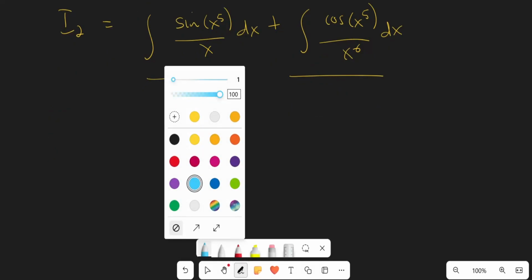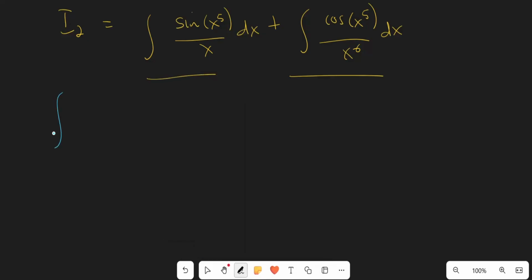So we can do this in blue. So the integral of cosine of x to the 5 all over x to the 6 dx. I can do this using integration by parts using the DI method. I am going to differentiate cosine of x to the 5 and integrate 1 over x to the 6. With this one, this is plus, this is minus.